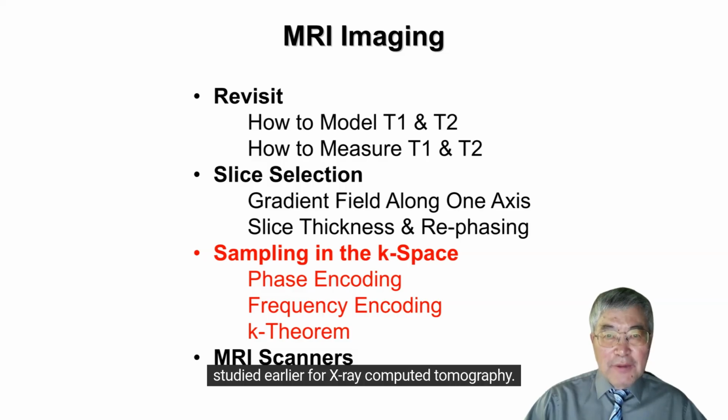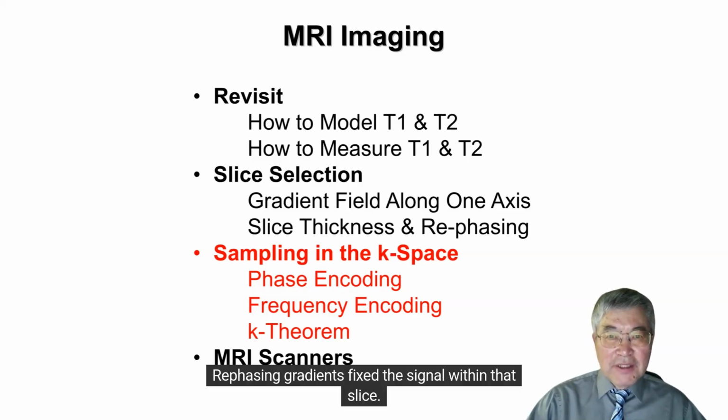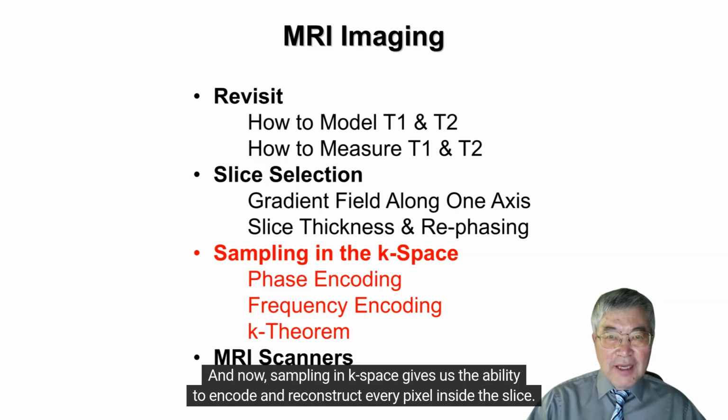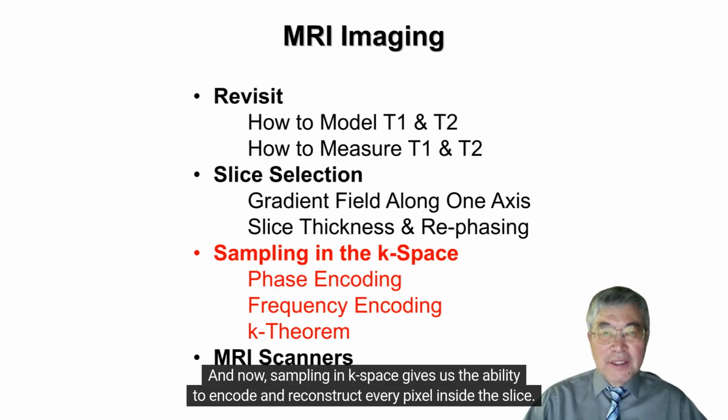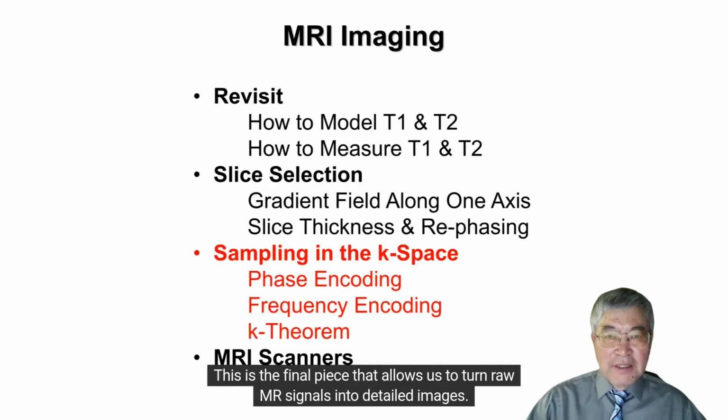for X-ray computed tomography. So, in summary, slice selection gave us spatial specificity along one axis. Rephasing gradients fix the signal within that slice. And now sampling in K-space gives us the ability to encode and reconstruct every pixel inside the slice. This is the final piece that allows us to turn raw MR signals into detailed images.